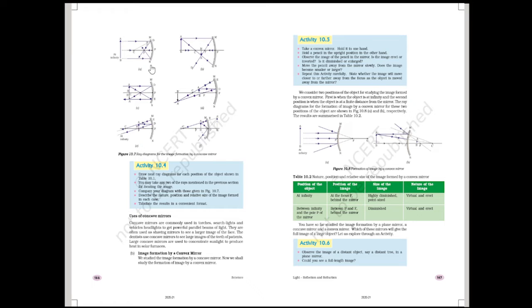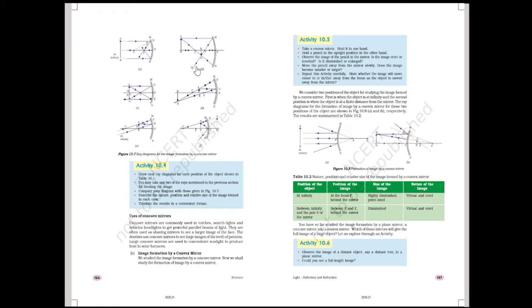Second, as the object comes closer, somewhere beyond C, beyond the center of curvature, the ray is reflected from the surface and passes through the focus. And now we have C, the center of curvature. The ray passes through C, reflects on the surface and is reflected back. The image formed is what? Inverted.